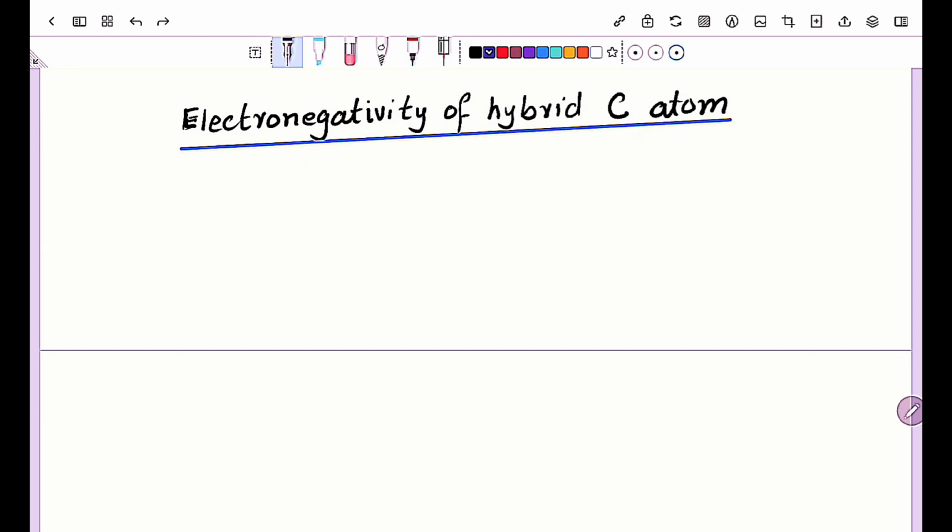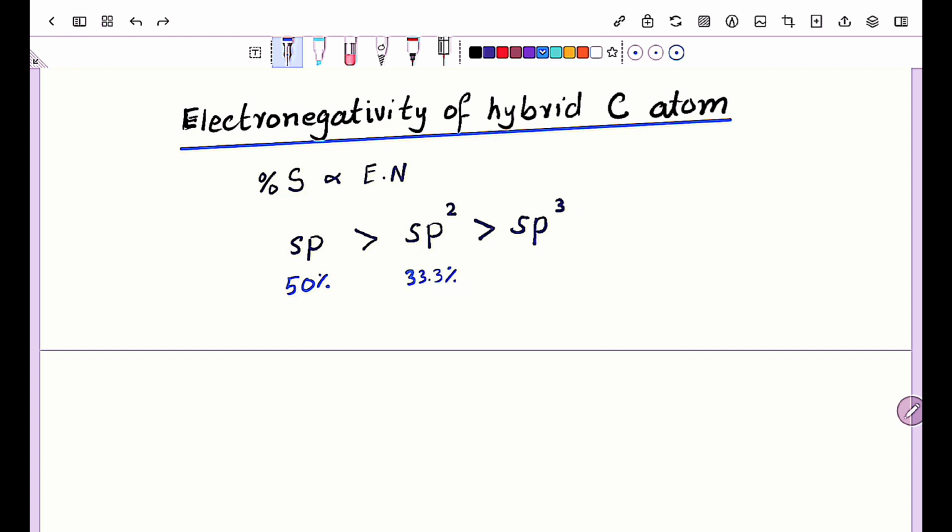Electronegativity of hybrid carbon atom. Remember, percent S character is directly proportional to the electronegativity of the carbon atom. So we can say that sp hybrid carbon is more electronegative than sp2 hybrid carbon, which is more electronegative than sp3 hybrid carbon, because in sp hybrid carbon there is 50% S character. In sp2 there is 33.3% S character, and in sp3 there is 25% S character. This S character helps us to understand the acidic nature of that carbon.